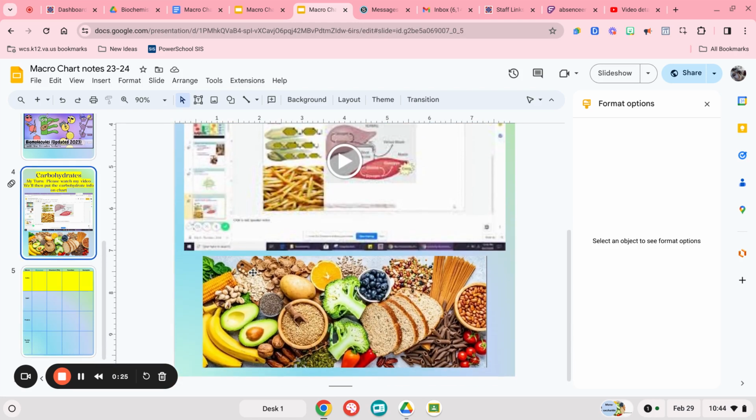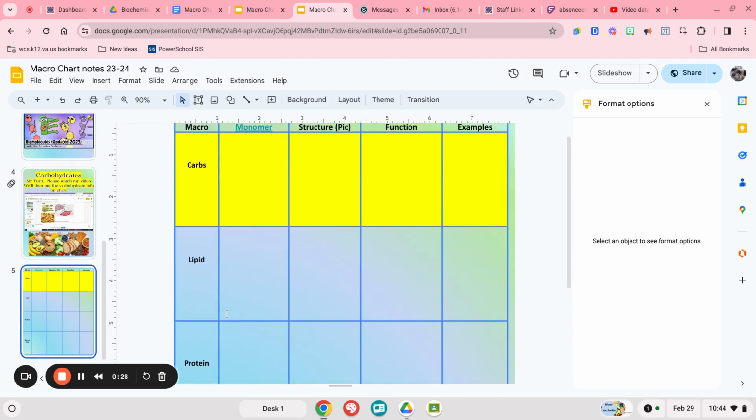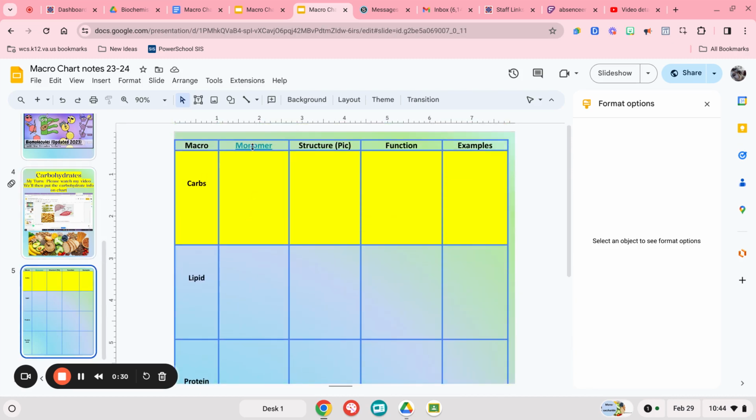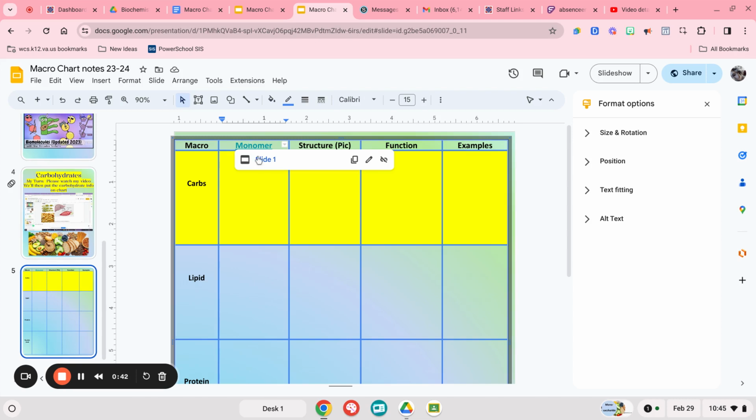The monomer is the building blocks. The structure is a picture of what the building blocks look like. The function is what do they do, and examples are examples. So I'm going to go to the monomers.